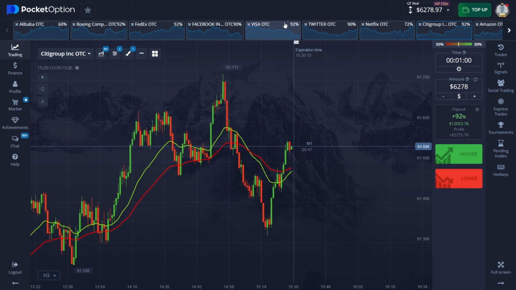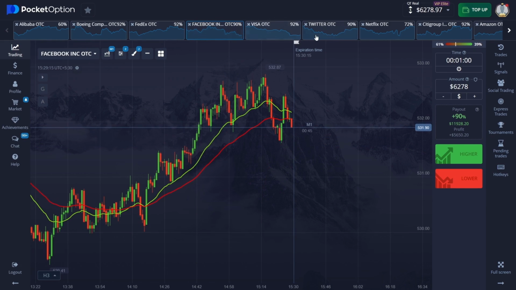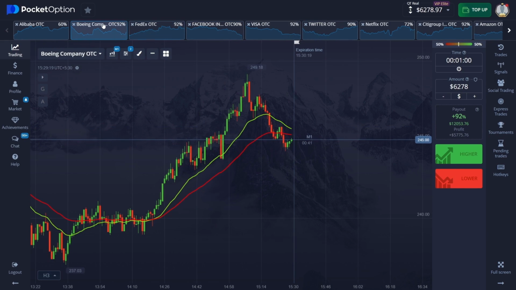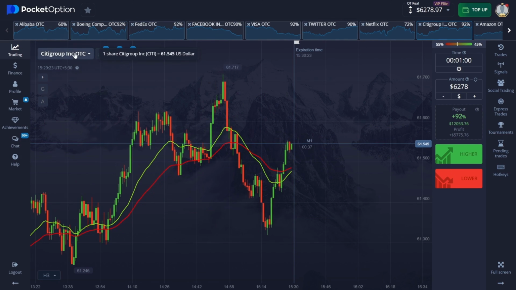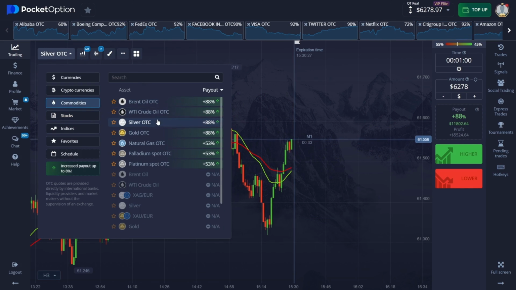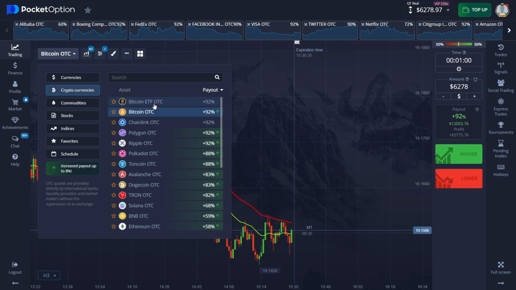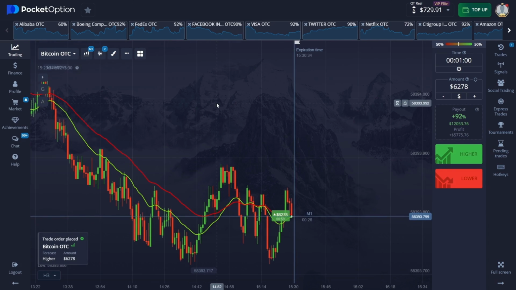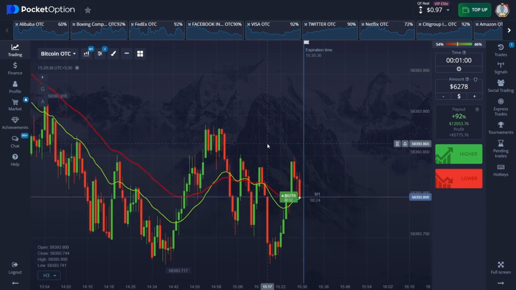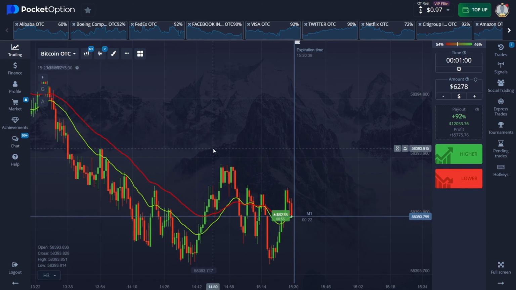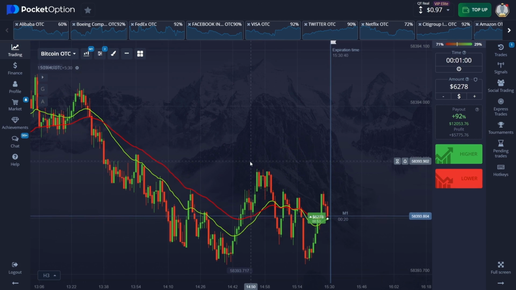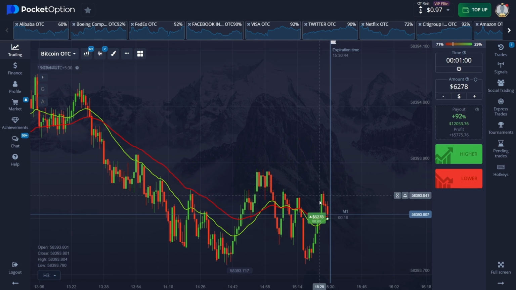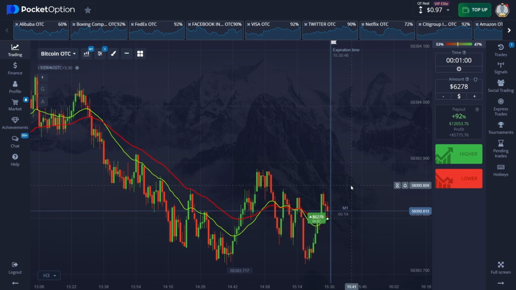I need to find this trade carefully. I don't want to lose my money. Let's look at cryptocurrencies. I found a trade on Bitcoin OTC for an upward move. It's similar to previous trades, a downtrend that turned into an uptrend, then back down, and now moving up again, taking retracement from the moving average. Let's see if we can win this trade.